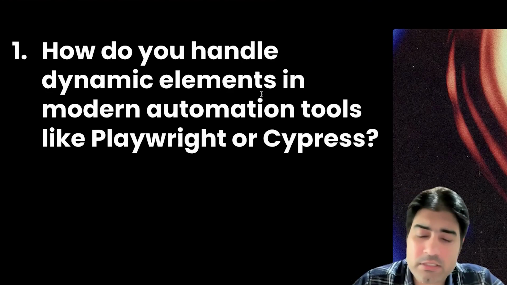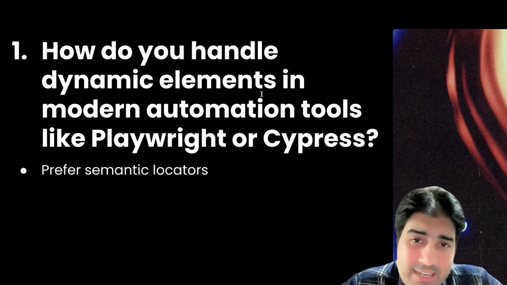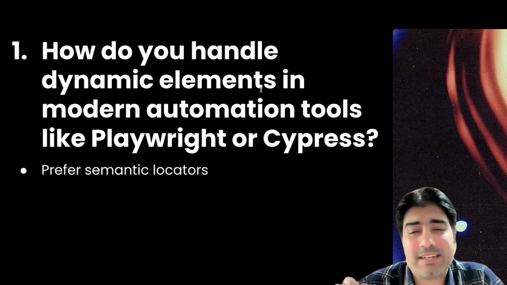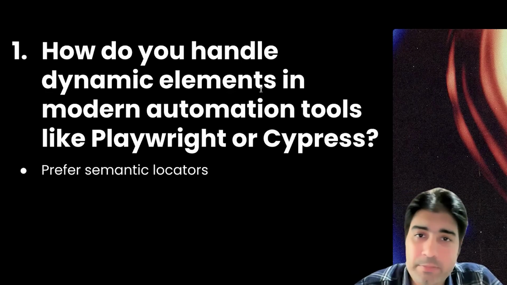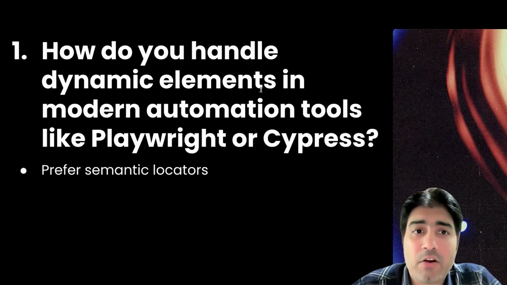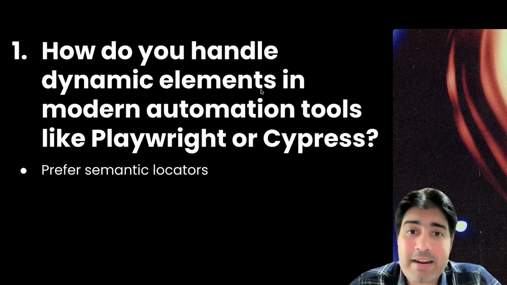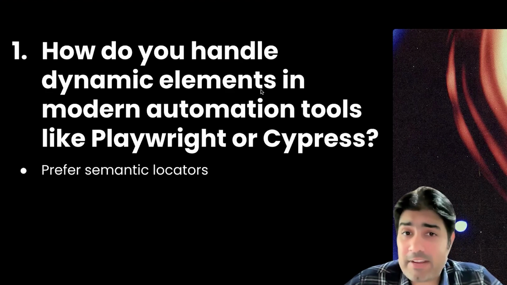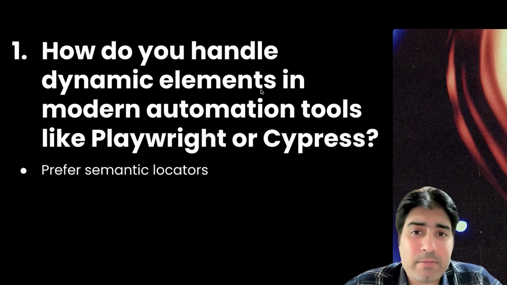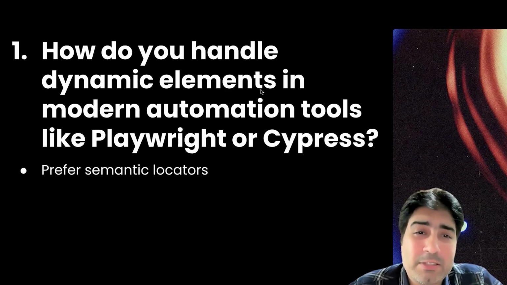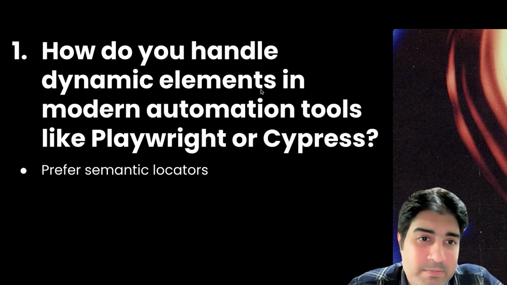So how I approach this is, firstly, prefer semantic locators. Always ask developers to add stable attributes like data-testid or data-qa. They are explicit, stable, and meant for automation. If available, use role, aria labels, or visible text, which are still better than brittle IDs.